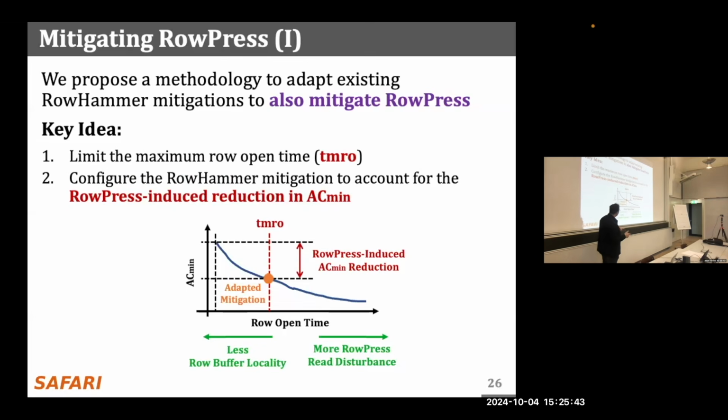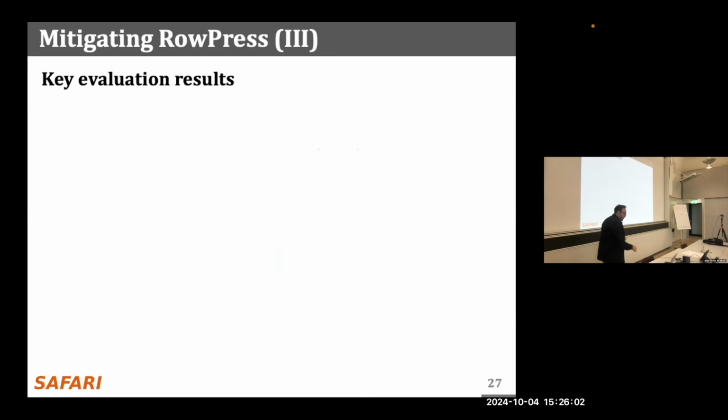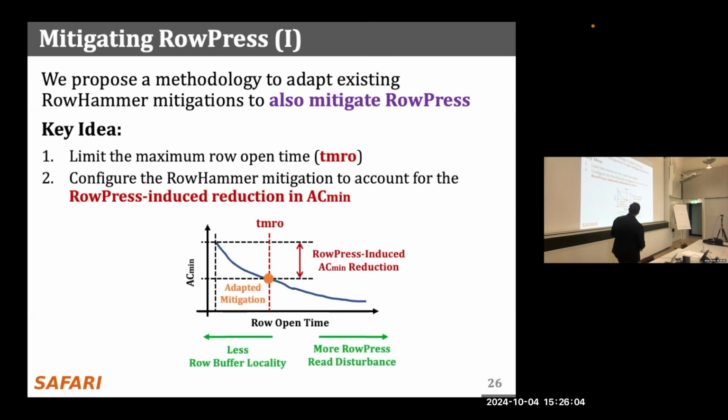You can ensure that even if you have upcoming accesses, you can close the row at this point. So based on this curve, you can get your RowHammer threshold from this y point to this point. By doing that, you can actually protect against RowPress by reducing the threshold. We explain this in the paper.